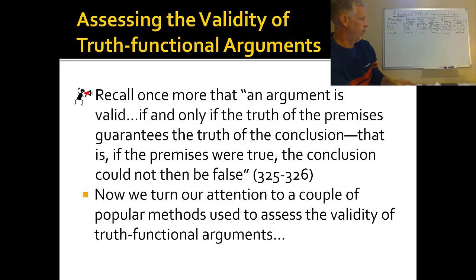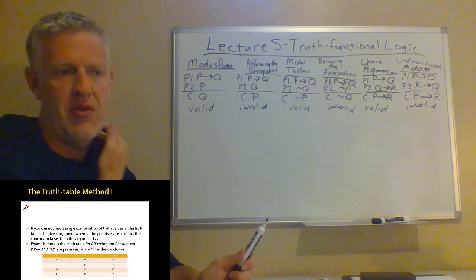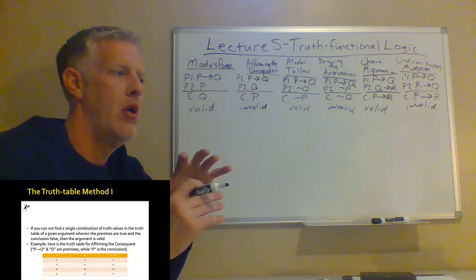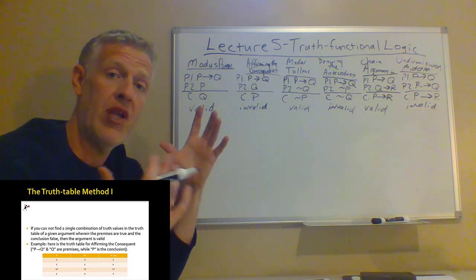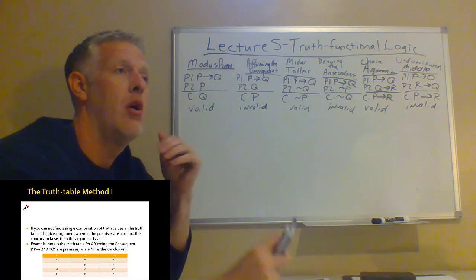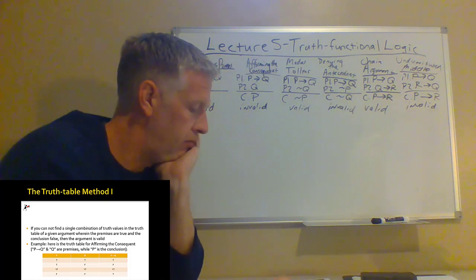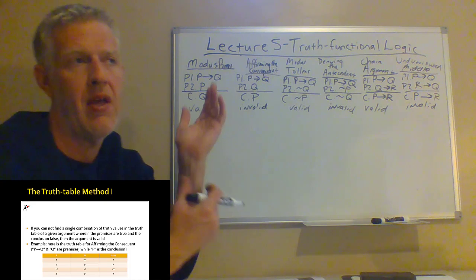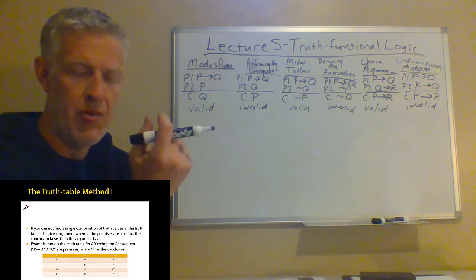So what we're going to do here is talk a little bit more in depth about truth tables, and also say a little bit about what is called the short truth table method at the end. But I'm not a big fan of the short truth table method. I want you to be able to do the entire long truth table method, because it enables you to better see what's going on logically.